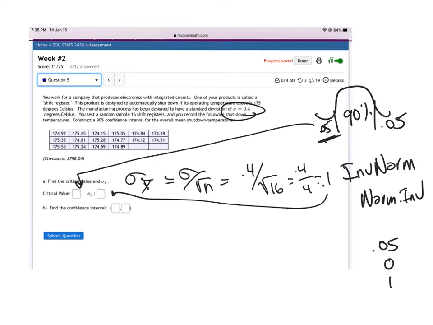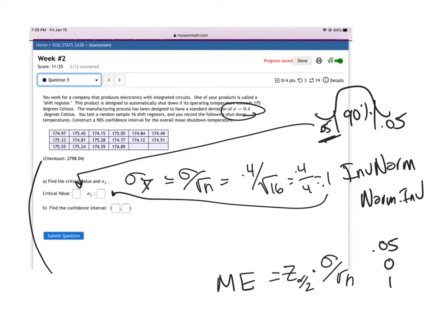And when you multiply these two things together, when you take your z alpha over 2 critical value and you times it by sigma over the square root of n, this equals the margin of error. That's what that is. So that's the margin of error.